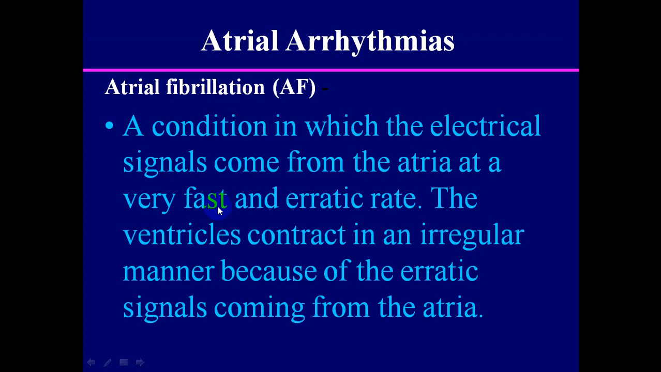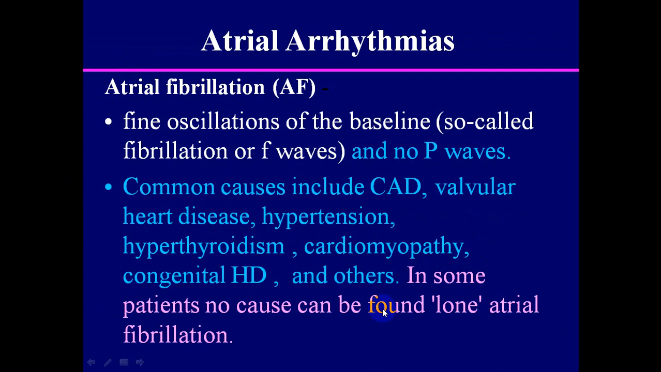So atrial fibrillation is one of the types of atrial arrhythmia, a condition in which electrical signals come from the atria at a very fast rate, as we said, 400 to 600, and erratic. What erratic means is chaotic, not just irregular, so that the ventricle contracts in an irregular manner because of the erratic signal coming from the atria. In atrial fibrillation there is fine oscillation of the baseline, the so-called small F wave, and no P wave.